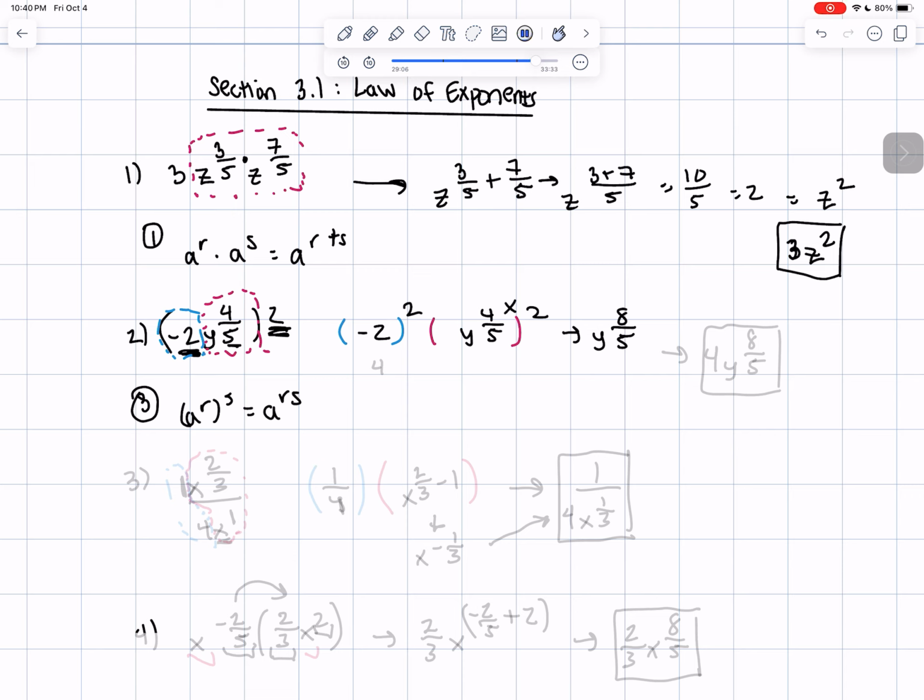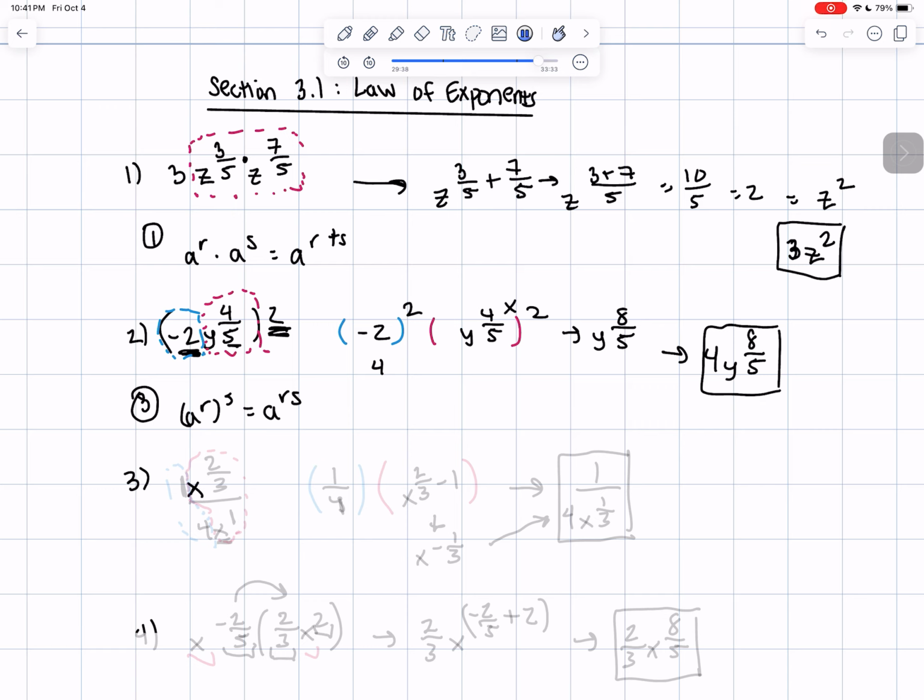And then what is negative 2 squared? Well, a negative times a negative gives me a positive result. So this will become 4, right? So then it'll be 4y to the 8 over 5. And that's how we get this one. And then let's do another problem. So we used number 3. Let's see what the next one will be.